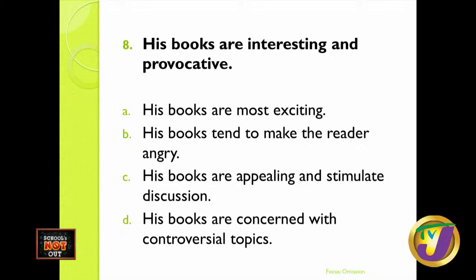Okay. Is the equivalent sentence A? His books are most exciting. Do we see omission here? We have the idea of exciting. We didn't get the superlative most in the original sentence, but we have it in this option. So that throws it off too. Now, interesting and exciting are synonymous ideas, but do we get all the information? No. What about the provocative part? So A is out, right?